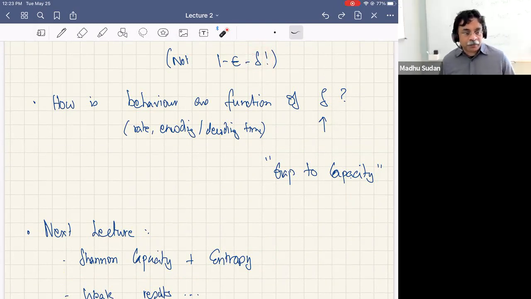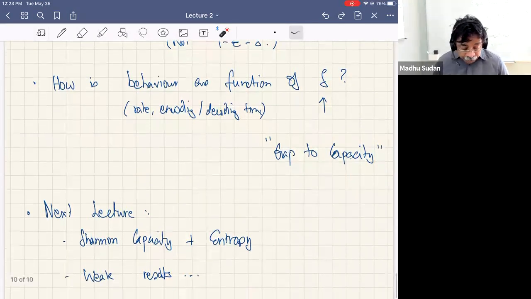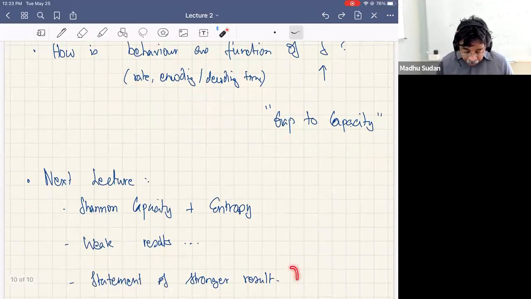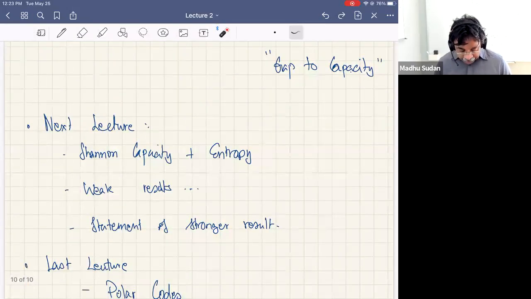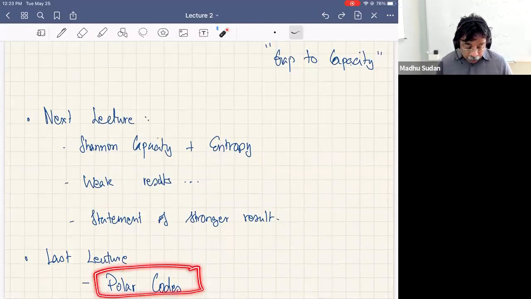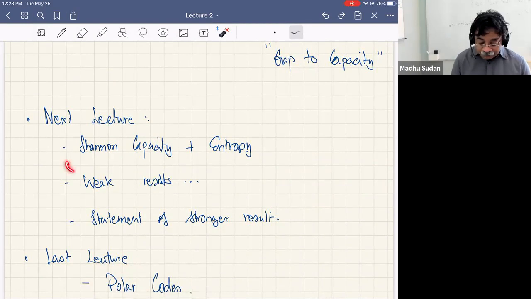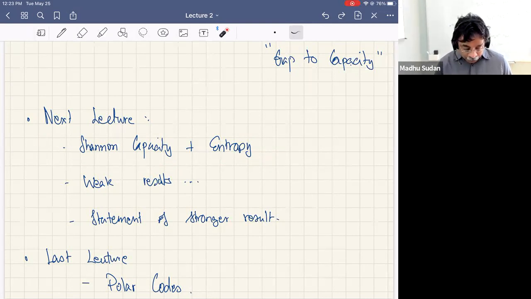And this delta will become a very important player. We'll give you some weak results. And in the last lecture, we will tell you about a new family of codes called polar codes, which actually use the tools of Shannon theory to construct the perfect solution to the Shannon theory question. The most interesting thing is that all of this is built information theoretically, but leads to beautiful algorithms as well. Efficient, surprisingly fast algorithms. So that's what we will be talking about in the next two lectures. All right, I'll stop here and take questions.